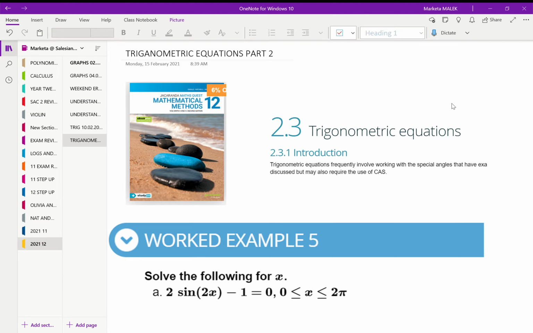Hi guys, today I'm going to be working from our Jacplus textbook and we're going to be doing 2.3. This is the second video in 3 that I'm making to go through the worked examples. So today we're looking at worked example 5 and we're solving for x.